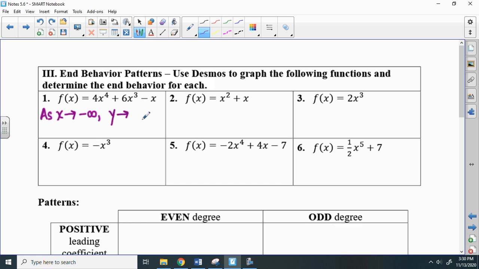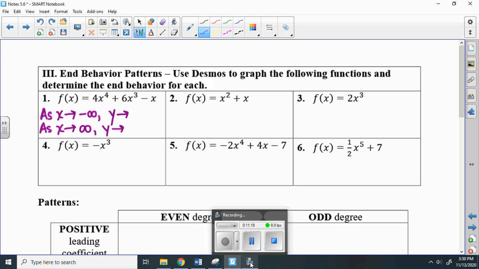You're going to say y approaches, and tell me if that end goes to positive or negative infinity. Then you're going to do the same thing on the right: as x approaches positive infinity, what does y approach? You're going to have to write that in for all of these problems. This is a really good time to pause the video, pull up Desmos, and actually type these in and look at the end behaviors. You've done this before, so this should be a quick review. I'm going to pause the video and pull up Desmos and fill this in.